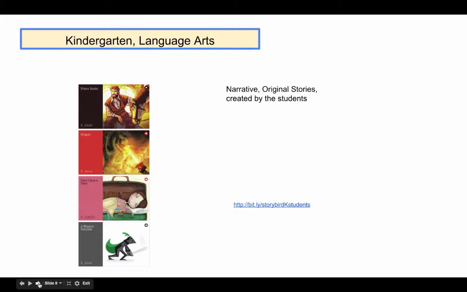Storybird is an app that can be used with people of all ages. Actually, authors themselves have used this application and have created chapter books, which is something that could be done with students in upper elementary school, middle school, and high school.